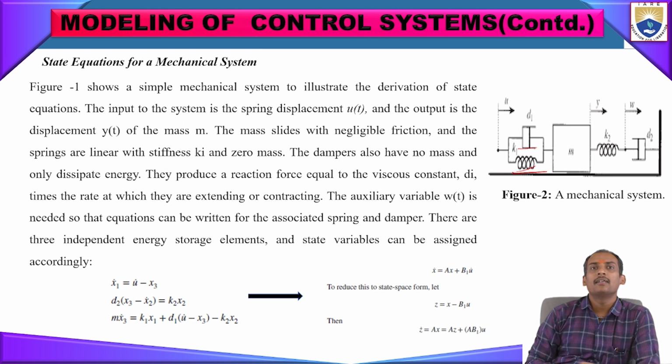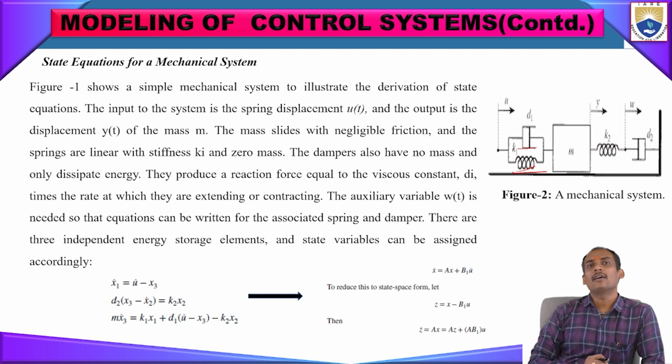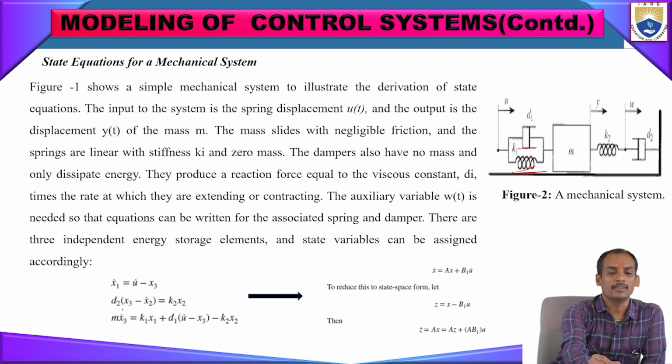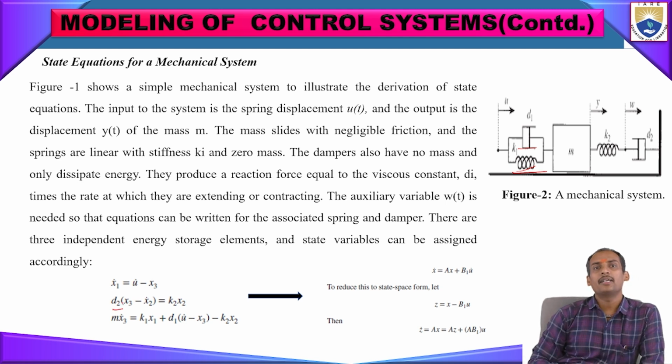So there will be displacement as independent energy storage, and the systems can be assigned accordingly. Energy storage can be written in terms of x dot. Then x dot will be equal to u dot minus x3. Here the dot means it is a differential function only. So that is d2 of (x3 minus x dot) equal to k2 into x2.